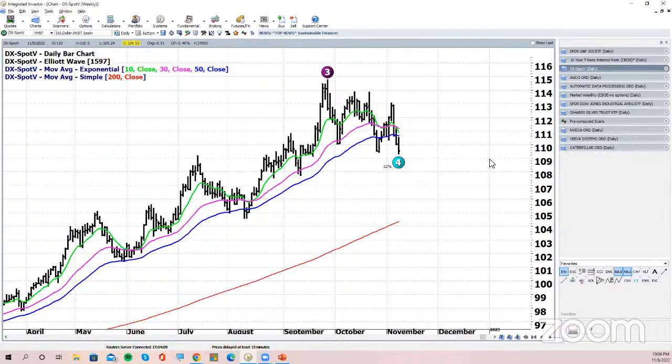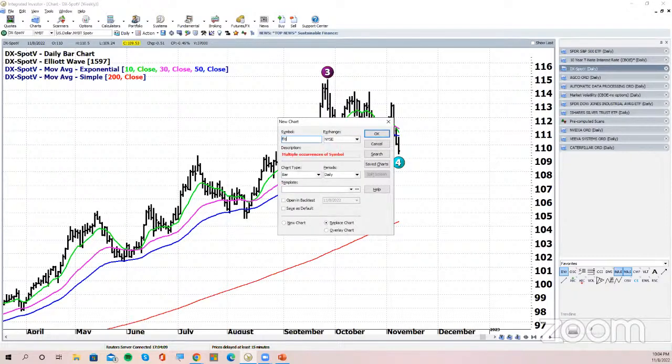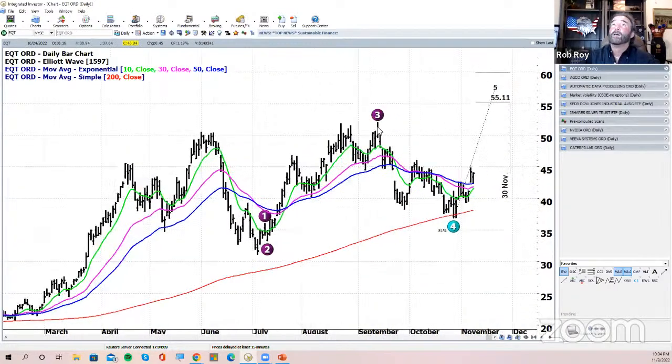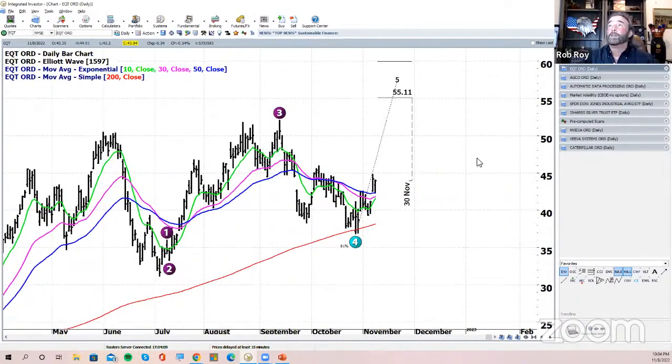Absolutely, and thanks for elaborating and clarifying that there, Rob. So we'll finish here with a symbol from JJ asking about EQT. Sorry, I'll try that one more time. EQT. Not super familiar with this one. Seen the symbol before.